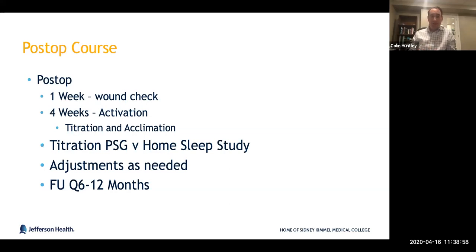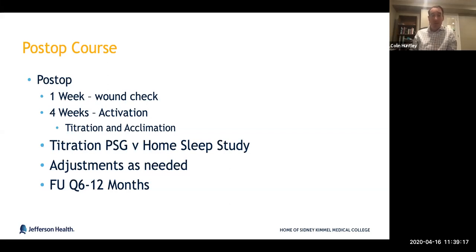Once they're optimized, symptoms are better, and they're tolerating therapy, we will either get a titration polysomnogram in the sleep lab to further explore different voltage levels versus a home sleep study. And this is a topic of debate. During this COVID crisis, we've been doing home sleep studies, and it tends to work fine as long as those patients have been optimized. It requires a little bit more effort just to ensure that they're doing okay.